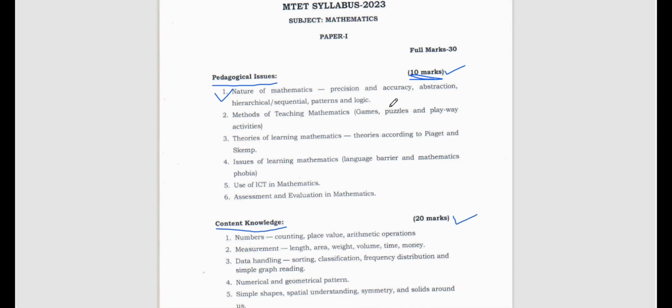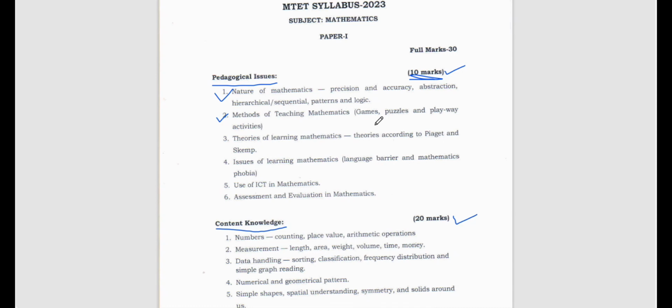Then patterns and logic. What are the different types of patterns? Logical thinking, logical reasoning. All these things are developed when we study mathematics. Now let's see number 2: methods of teaching mathematics.